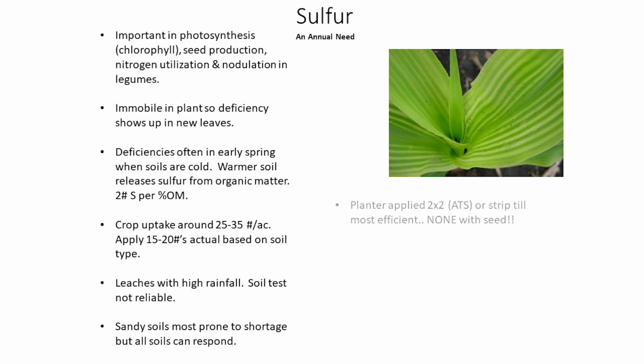Now, planter-applied sulfur in a 2x2, or even dribbling it behind the closing wheel, which a lot of people are doing right now, is a great place for sulfur. We get that banding efficiency that we've talked about with other nutrients. The liquid form that we're using is called ammonium thiosulfate, or ATS.